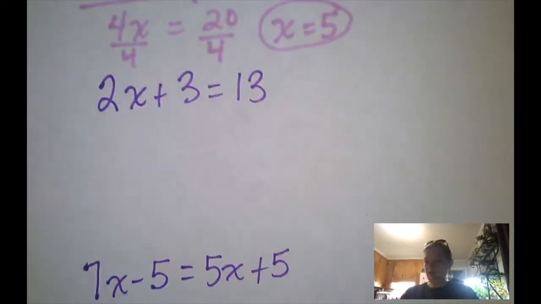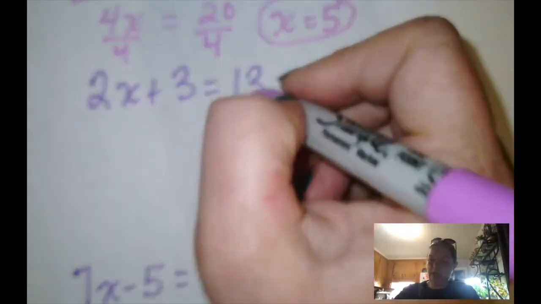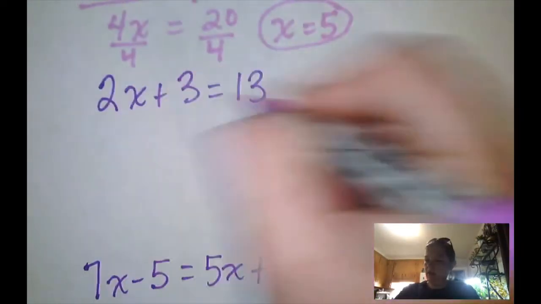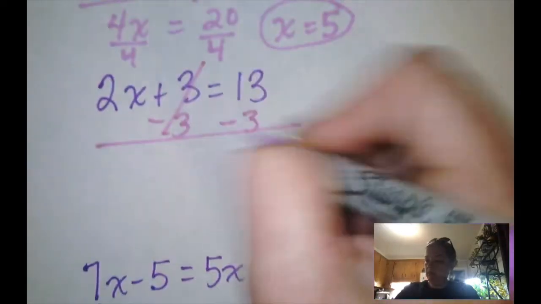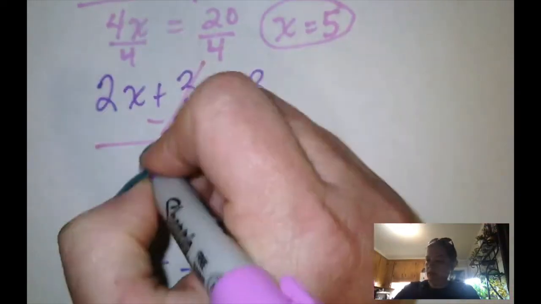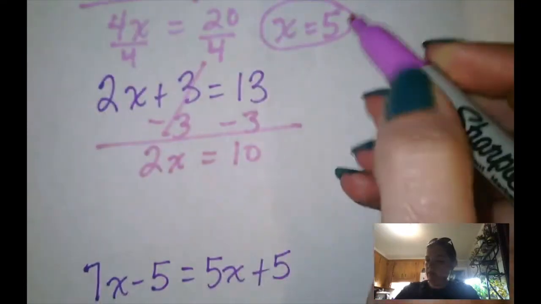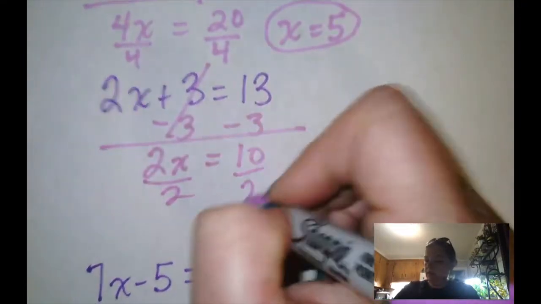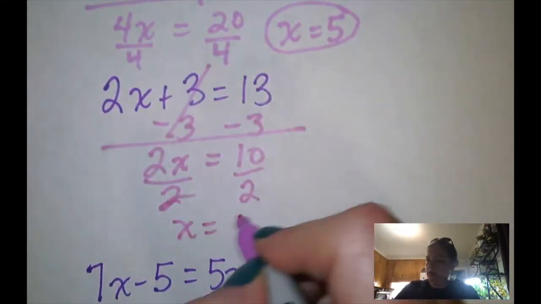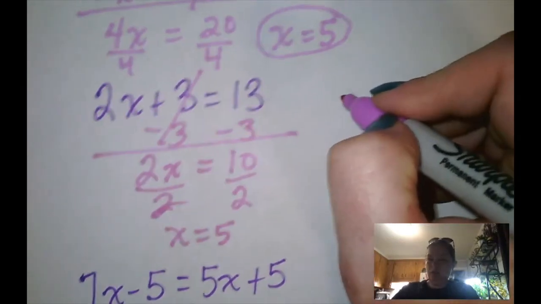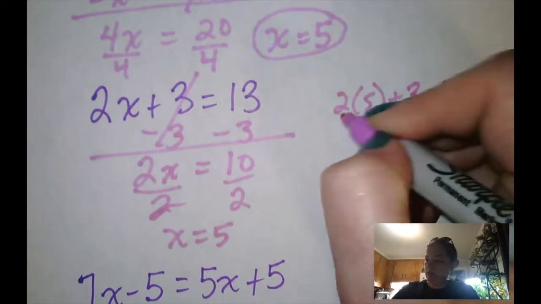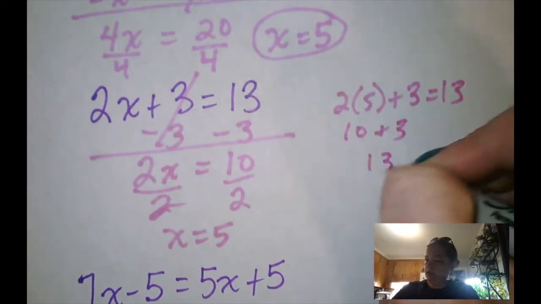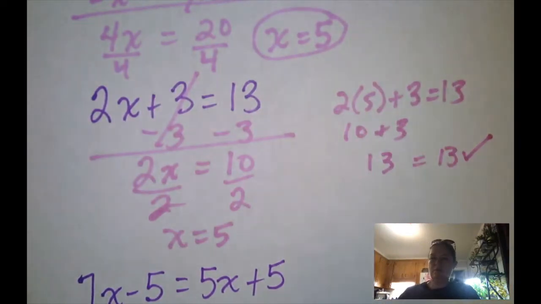Alright, our next one, this is a two-step equation. I don't have a variable on this side, so I've just got to take away this number. I've got 10 equals 2x. Divide both sides by 2, and x is equal to 5. And again, to check that, you can see that's 10 plus 3, which is 13, and 13 is 13.